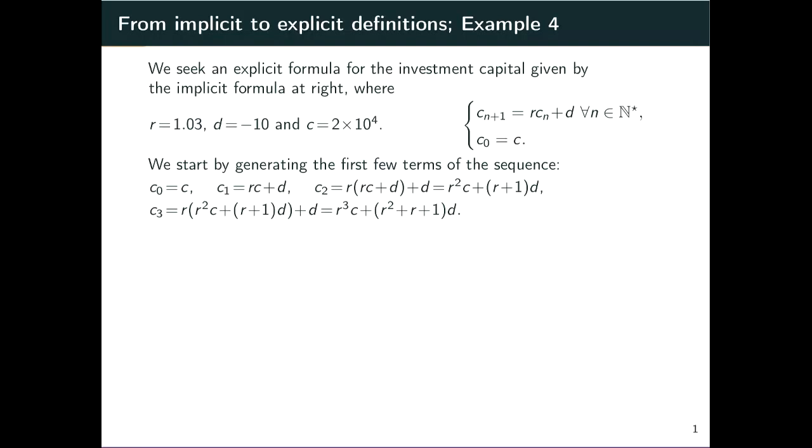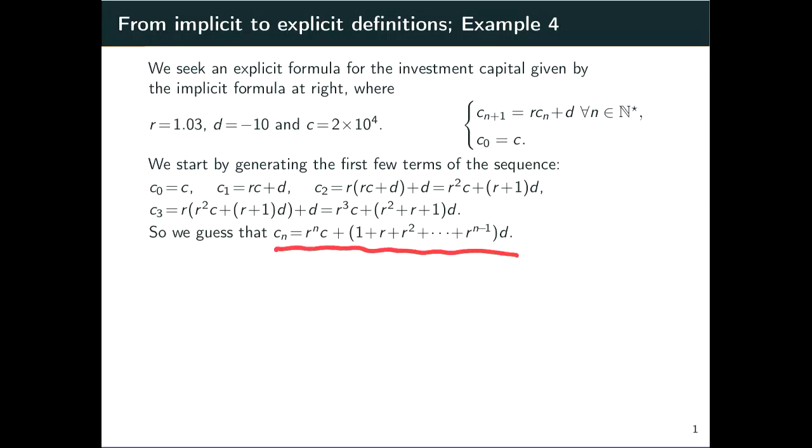For C2, you notice there's an R squared times C. For C3, there's an R cubed times C. So the power of R is going up by 1. And then you notice that the second part of the sum is R plus 1, and then R squared plus R plus 1. And so the next term's probably going to be something like R cubed plus R squared plus R plus 1. So we're going to make a guess that Cn looks something like this. Cn is equal to R to the power of n times the initial value plus all of these terms times D.